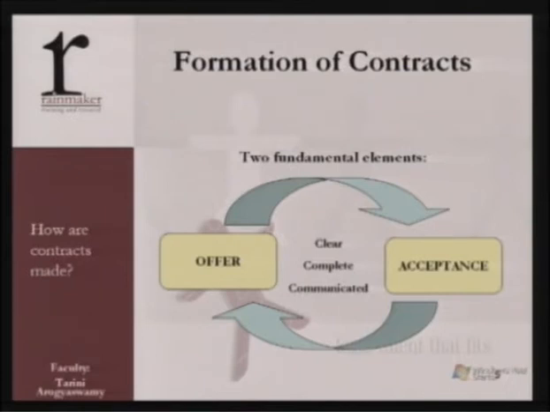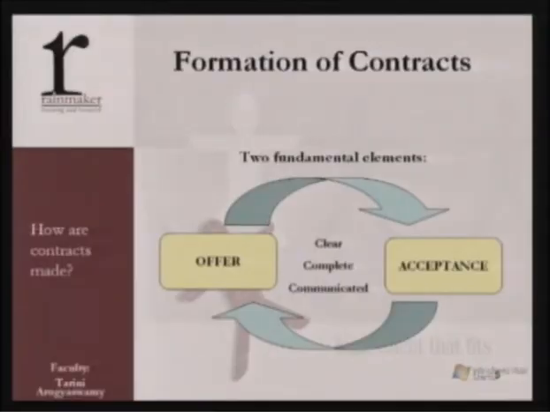What does it mean for the offer and acceptance to be clear? It must be clear, meaning that all the terms must be clearly laid out. It must be clear to the parties what is being offered and what is being accepted. It must also be complete, meaning that all the terms must be complete. The price term should be given. If there's a quantity term or a location term, all of those should be given. There should be nothing left up to doubt.